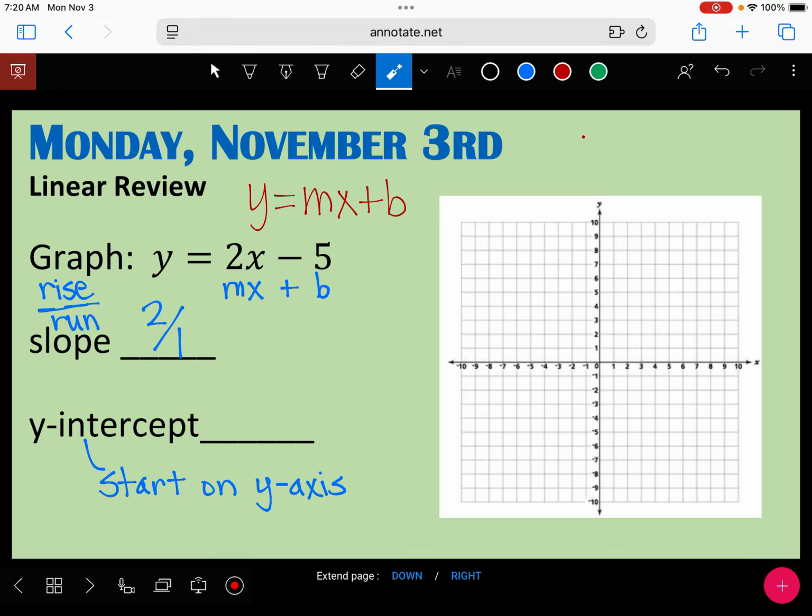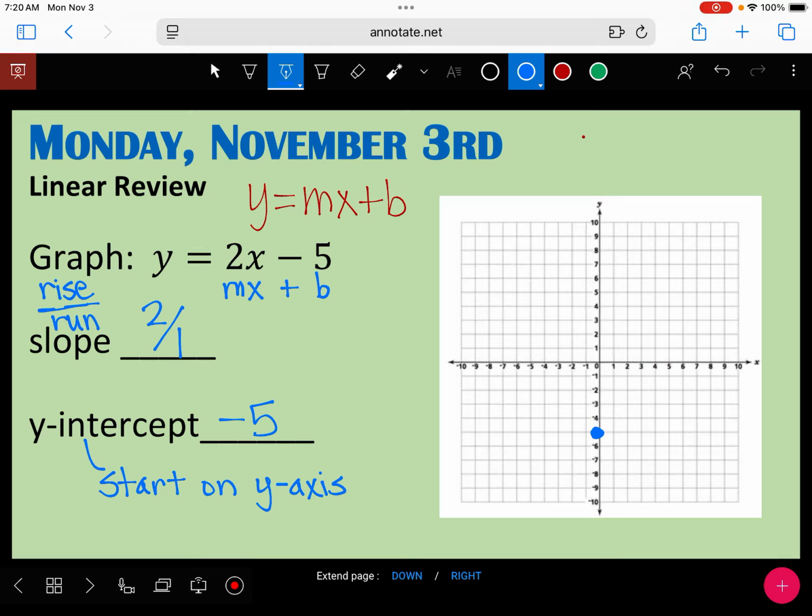-5, good. So I want everybody on your y-axis, put a point at -5. So let's go to our -5. So -5 is right here. So you're going to start your line right here at -5. So go ahead and put a point right here. Put a point at -5. That's where you start. A lot of people like to say B stands for begin. So we're going to begin our line right here at -5.